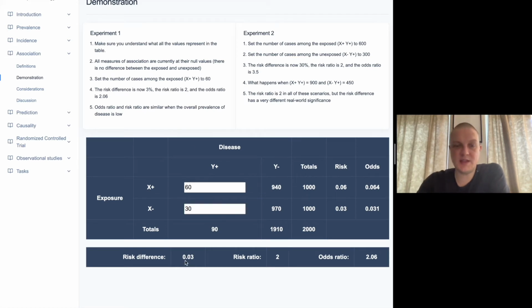The risk difference is now 3%. The risk ratio is 2. And the odds ratio is 2.06. The risk difference is 3% because the risk among the exposed is 6% and the risk among the unexposed is 3. So it's just the difference between those two. The risk ratio is 2 because you take this one divided by that one, and so you can see the risk is twice as big. And then the odds are a little bit more than twice as big among the exposed. So it's 2.06.